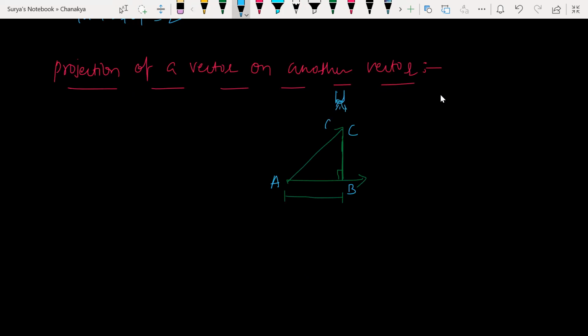Like this is my A vector. This is B vector. All right. Here A vector. This is A vector, this is A vector. This is my B vector. Clear? This is my B vector. Okay.